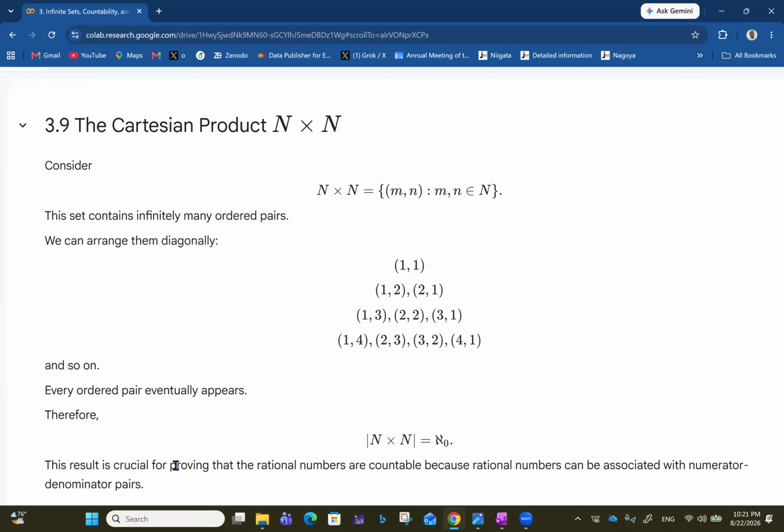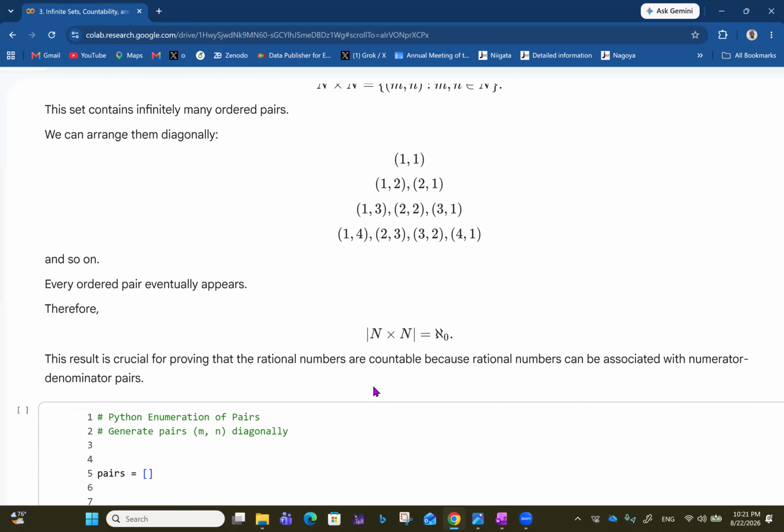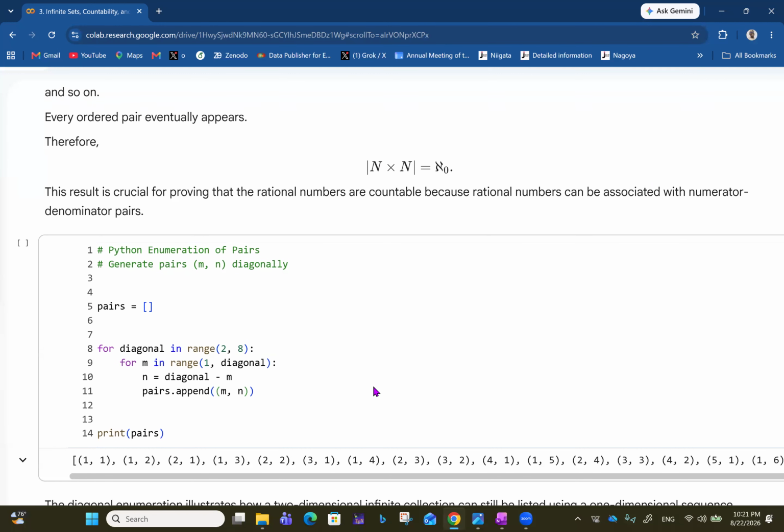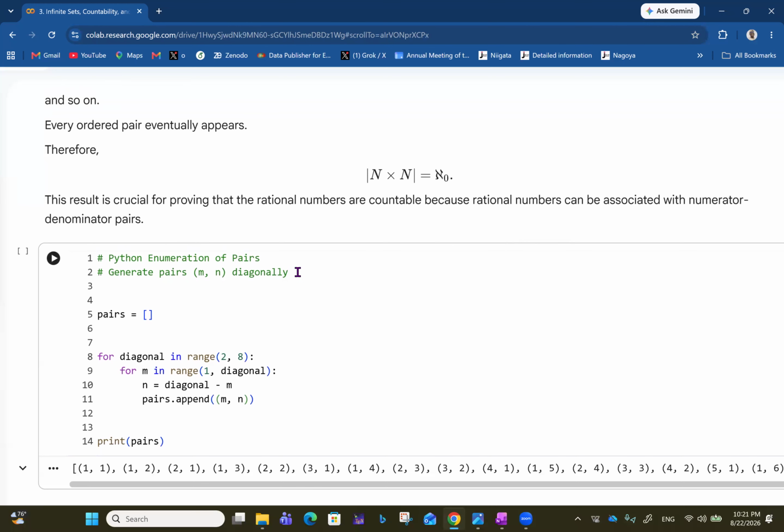This result is crucial for proving that the rational numbers are countable, because rational numbers can be associated with numerator-denominator pairs. And since the numerator and denominator are both integers, we can have that listing. And then the cardinality is also aleph 0. So we have that kind of thing here. Python enumerator of pairs. We want to generate pairs (m, n) diagonally.